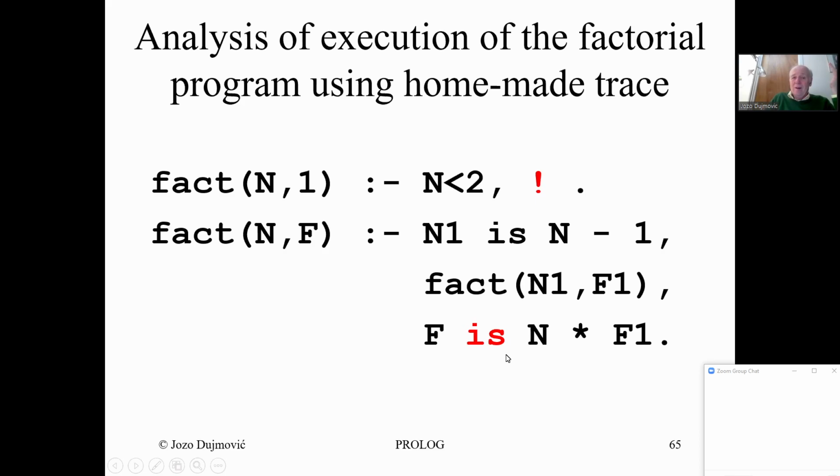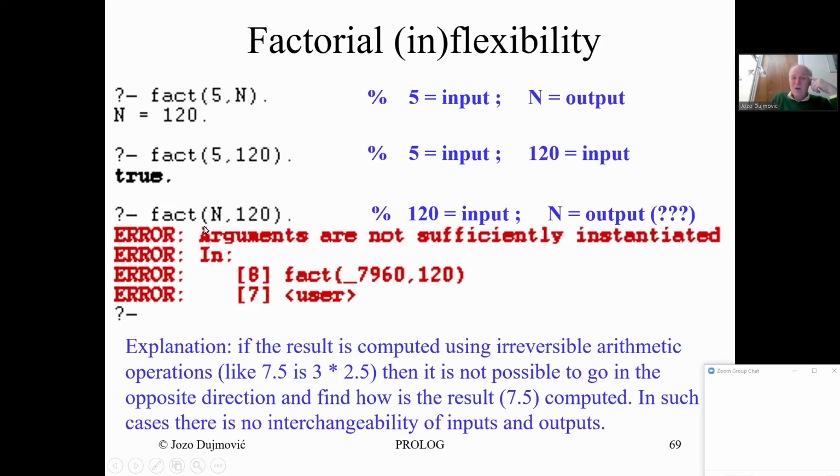and you cannot go back to find how this was computed, because these are assignments. And therefore, when we come here, PROLOG knows that n is the input argument, and 120 would be output. However, you cannot go back, and therefore input is not given, and I cannot compute the output. This is the reason for the message: arguments are not sufficiently instantiated.